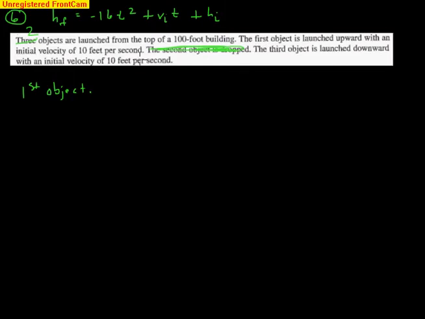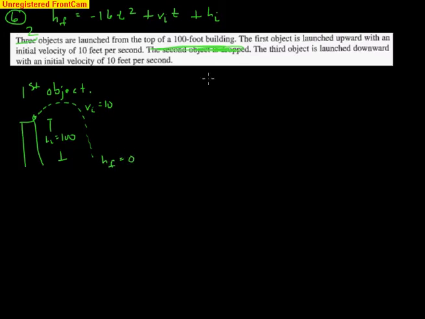It says 3 objects are launched from the top of a 100-foot building. So we have a building here, and it's 100 feet. So that's your initial height. Your h sub i is 100. And you have an object that's launched upward at an initial velocity of 10 feet per second. So something's here, and it goes up. The initial velocity is 10 feet per second. And we want to know when it hits the ground.